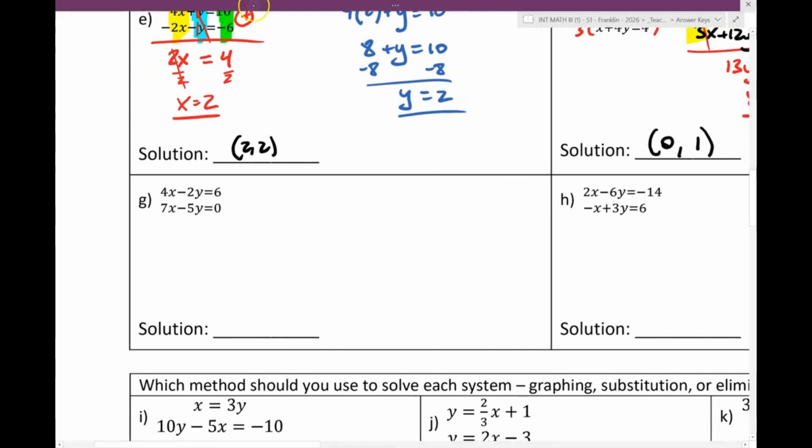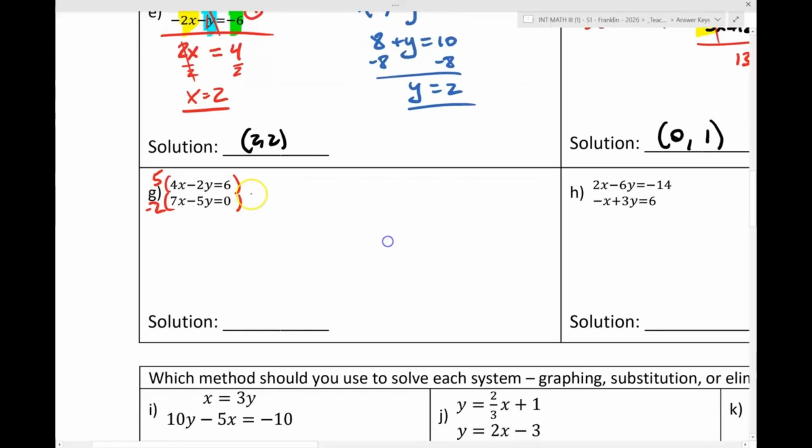Looking at example G, 4x minus 2y equals 6 and 7x minus 5y equals 0. Well, we don't have opposites. 4 and 7, negative 2, negative 5, those aren't opposites, but I can get them to be. So looking at the y's, I think, is what I want to do. You could also look at x, but for the y's, I'm going to go ahead and multiply this top one by 5 and this bottom one by negative 2. And that's going to give me a 10 and a negative 10 on my y terms.